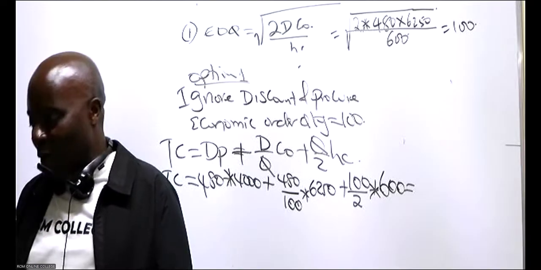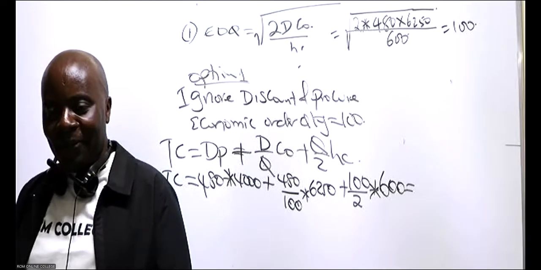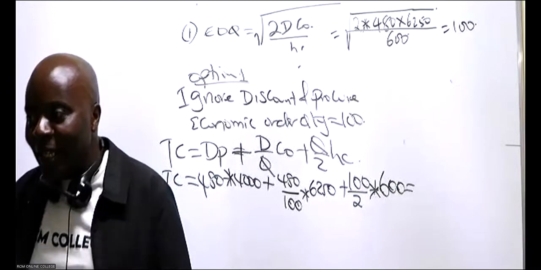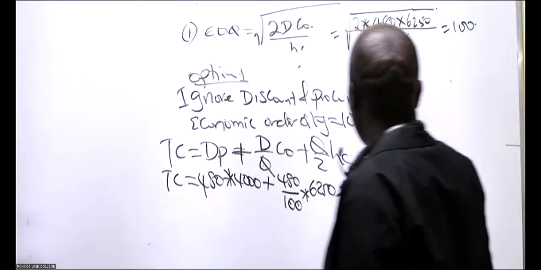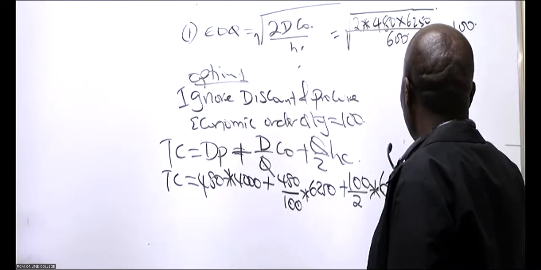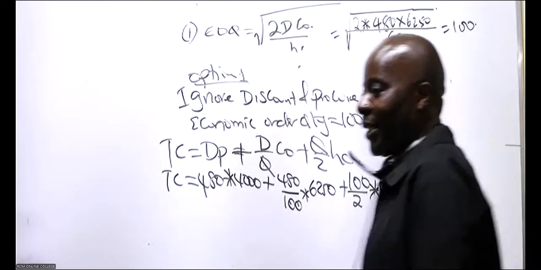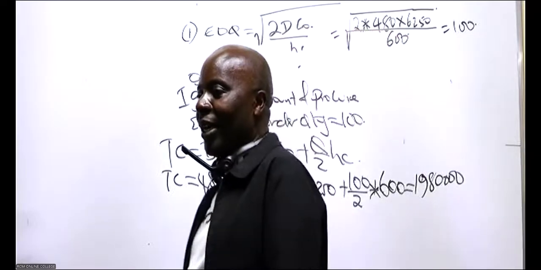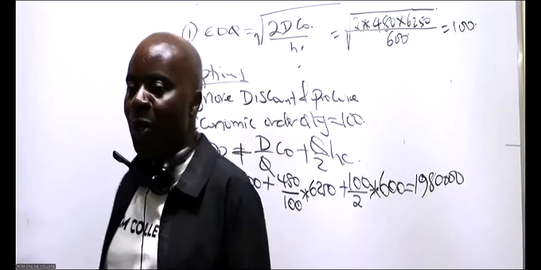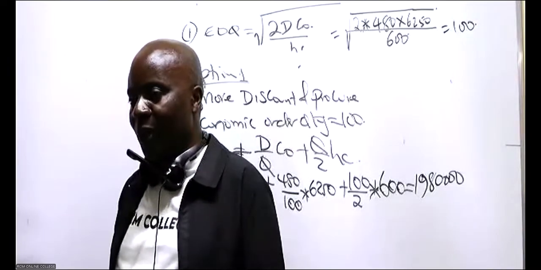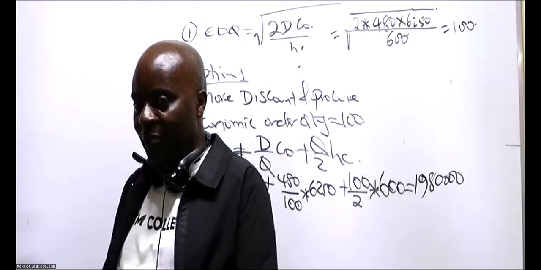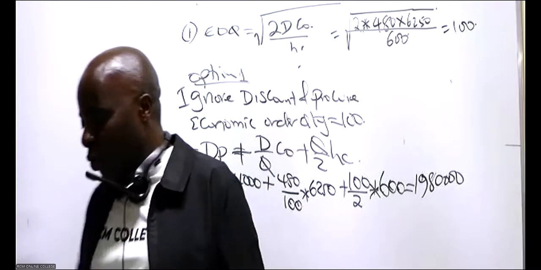So what is the total cost figure? 1,980,000 Kenya shillings. And then we go to option 2. If we are in agreement, now we go to option 2. Option 2 now is the discounts option, isn't it? Yeah. So now we go to option 2.